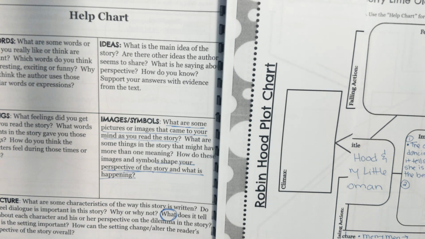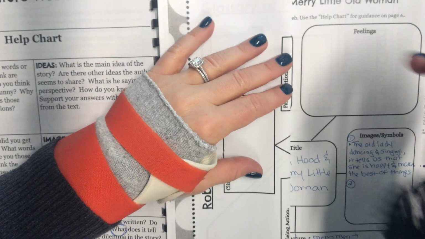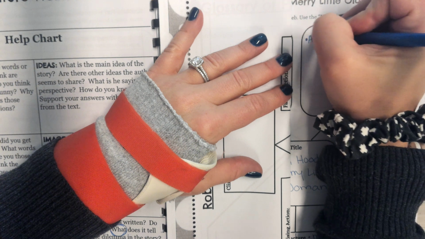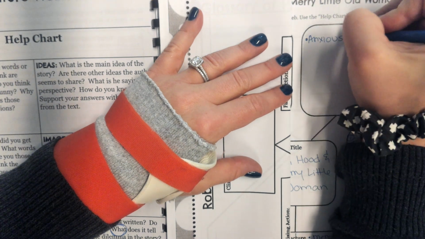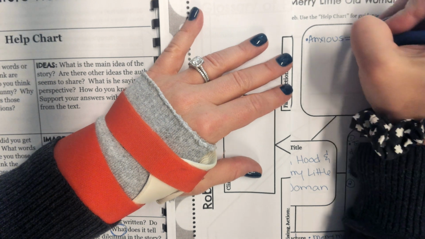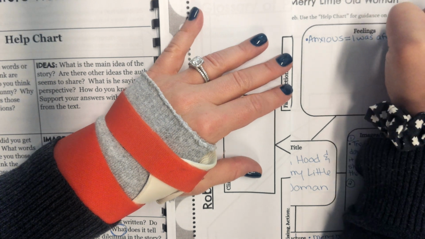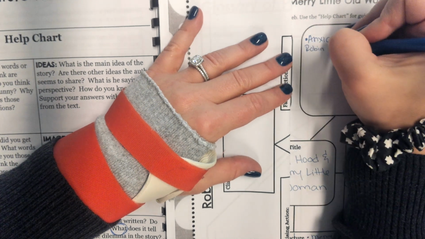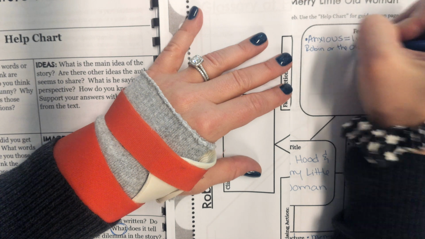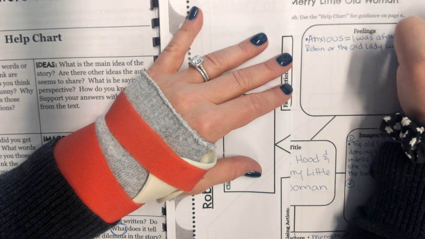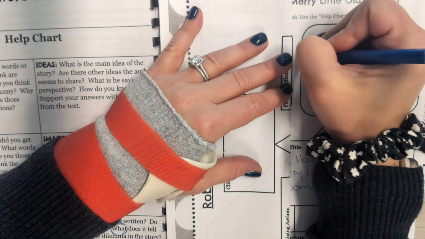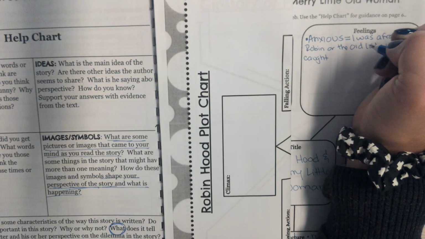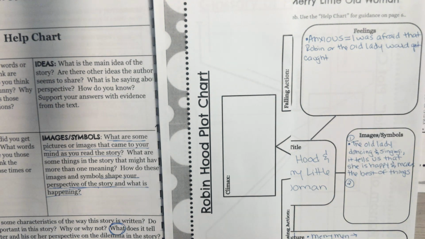Okay, a feeling. Oh, I was laughing. I was surprised. I was also worried. Oh, I'm going to put that. I was anxious, actually. I was anxious because I was afraid that Robin or the old lady would get caught. I didn't want them to get caught. I like their characters. So I was nervous about that.